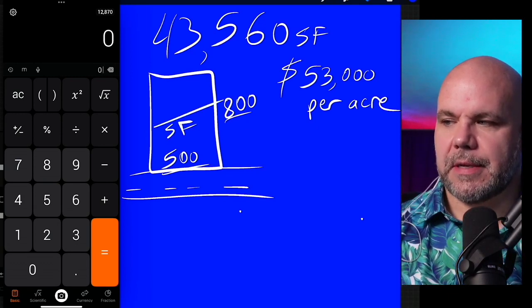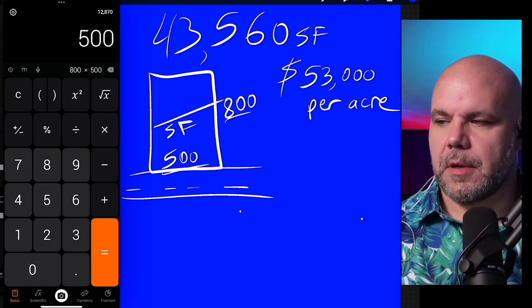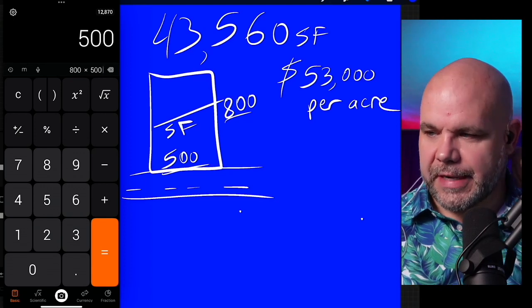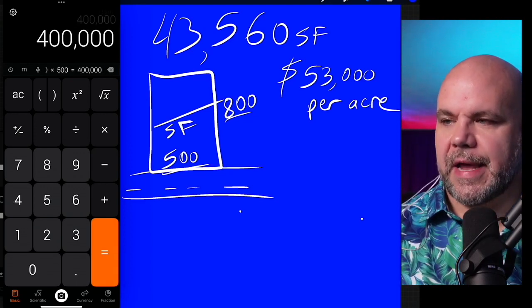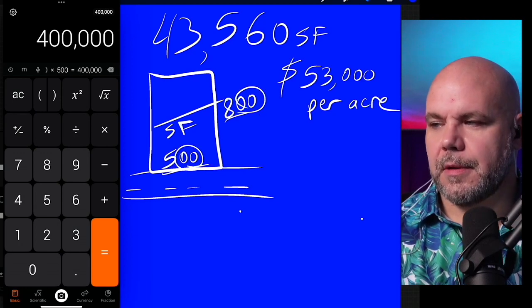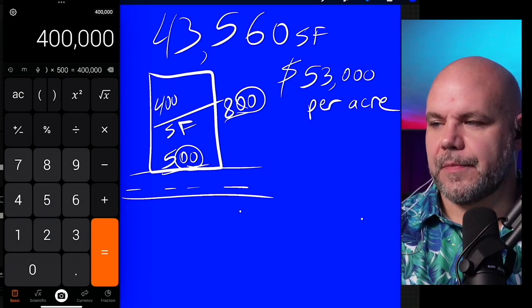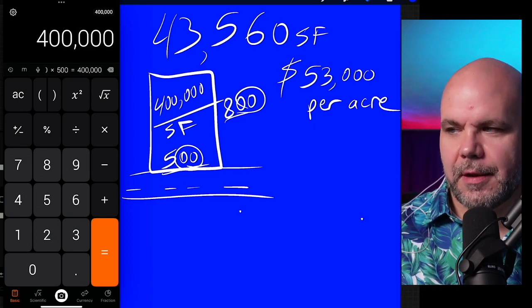So that means 800 times 500. And if you guys are a little more comfortable with math, you know 8 times 5 is 40. So it's just a matter of adding extra zeros after that 40, because there's 4 zeros here. And then there's 40 plus those 4 zeros. There's our 400,000. If that just freaked you out, ignore it. Pretend I didn't say anything.